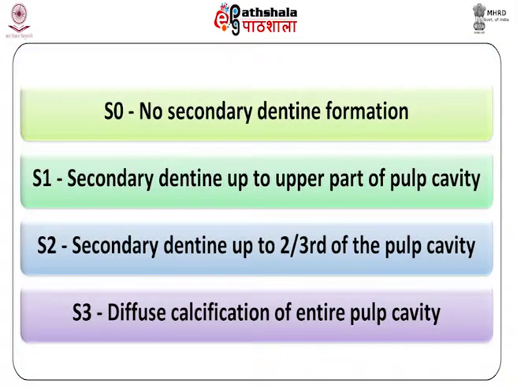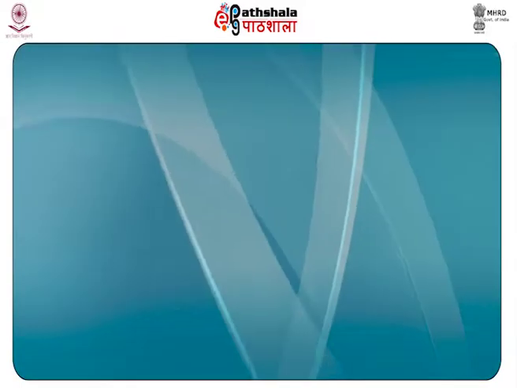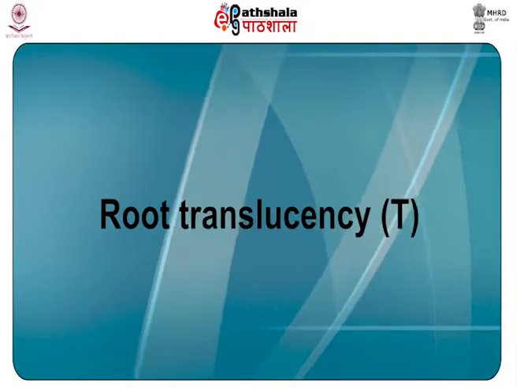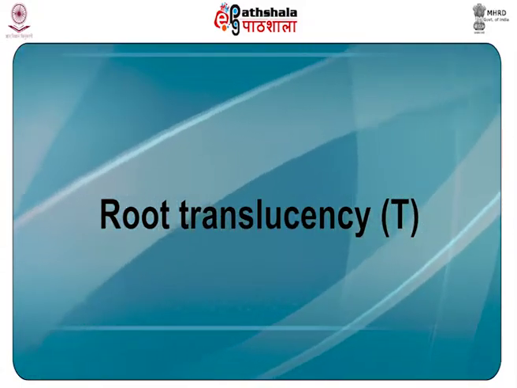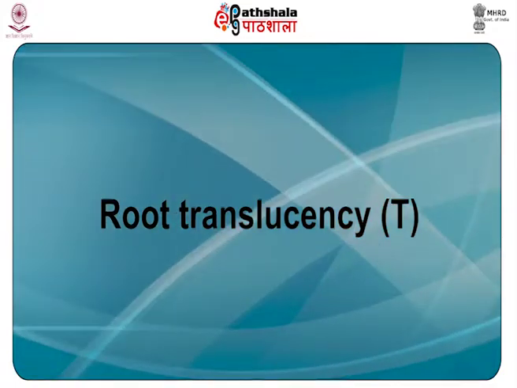Next is the secondary dentine denoted by capital S. Here S0 denotes no secondary dentine formation. S1 denotes secondary dentine up to upper part of the pulp cavity. S2 denotes the secondary dentine up to 2/3 of the pulp cavity. And lastly, the S3 denotes the diffused calcification of entire pulp cavity. Next is root translucency, that is denoted by capital T.